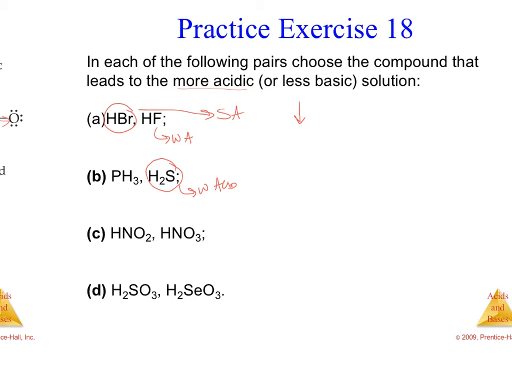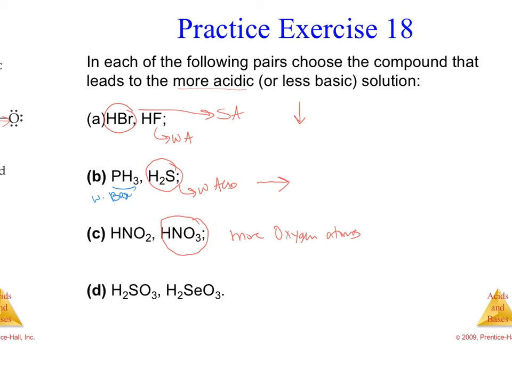And this is a weak base. So it's definitely not as acidic. And also, I remember my acid trends increase to the right on the periodic table. HNO3 is going to be a stronger acid because it has more oxygens. Also, it's a strong acid that we have to memorize. HNO2 is not, therefore it's weak.